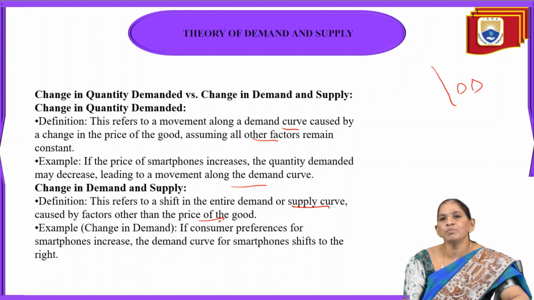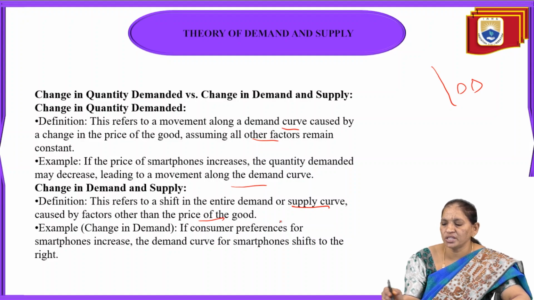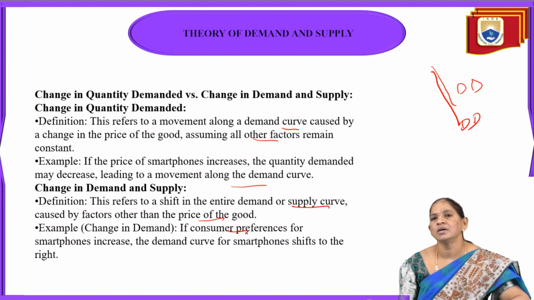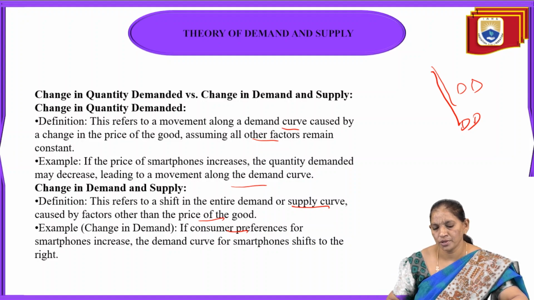So the example for this change in the demand or the supply is, based upon the price changes, the demand or the supply will also change. The shift in this DD curve takes place based upon consumer preferences, maybe relating to smartphones, or maybe a shift to the right.